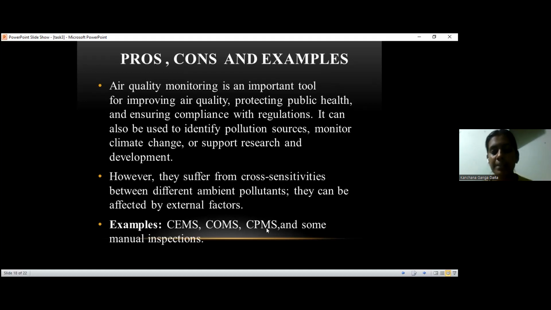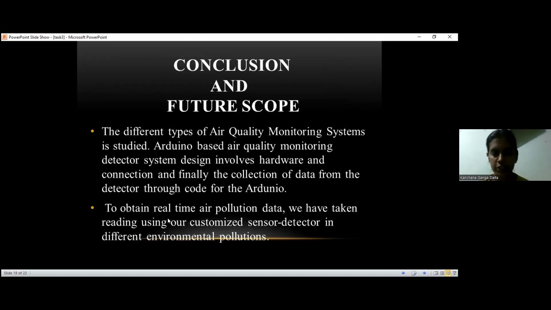And coming to the examples, as we have already seen the real-time examples and applications, these are examples. So many examples are there for air quality monitoring systems. Some of those are constant emission air quality monitors, continuous optimize air quality monitors, manual inspections, etc. So what is the conclusion and future scope for this project?